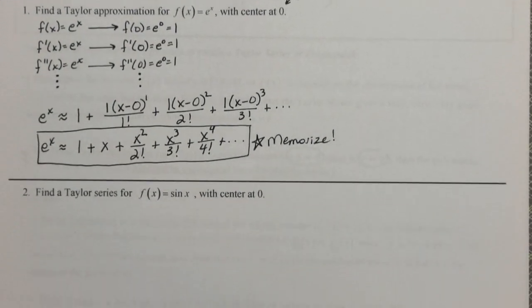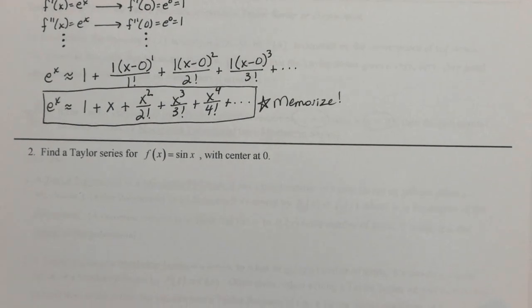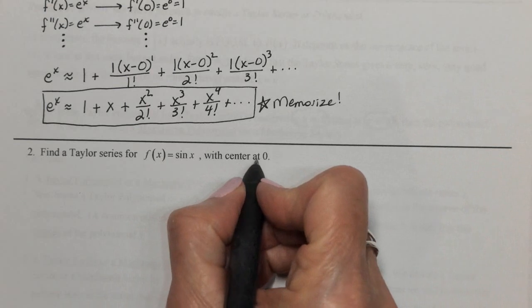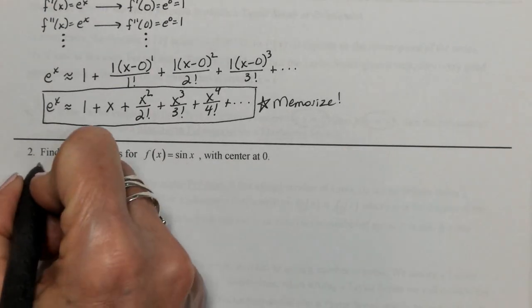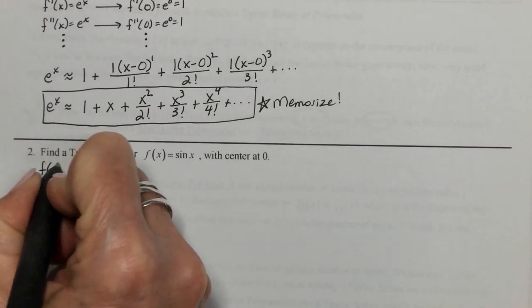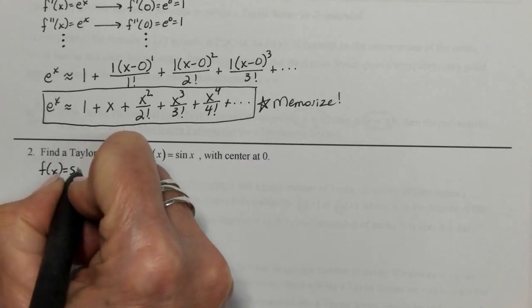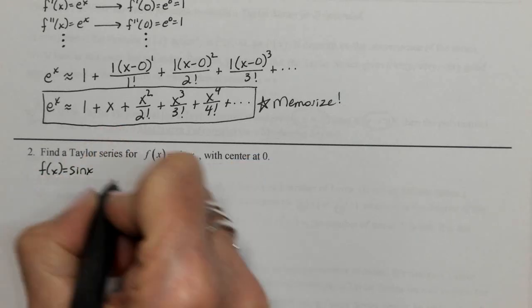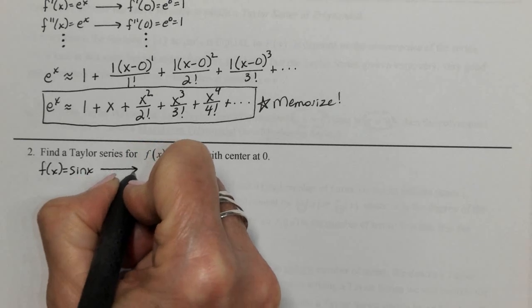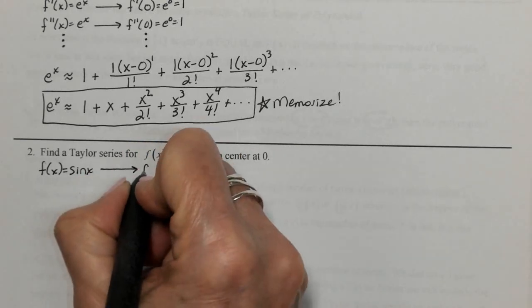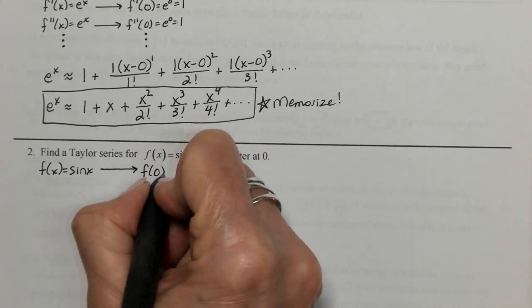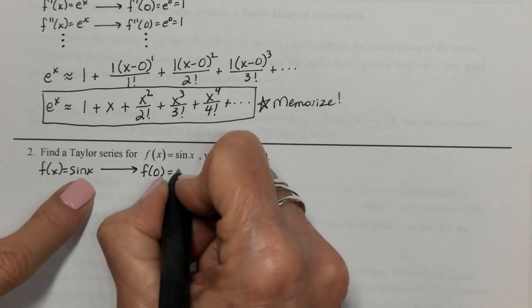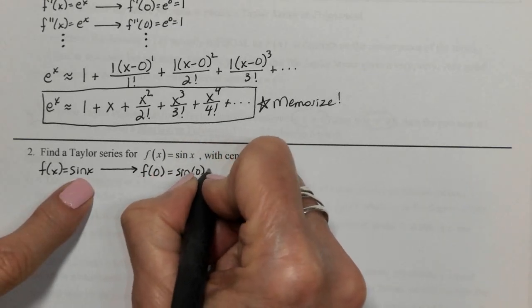Number 2. Let's do the same thing. Let's find a Taylor series for sine x with center at 0 still. So c is 0. I'm going to do it the same way. F of x is sine x. I'm going to go immediately right next door, and we're going to find f at our center. And f at our center is sine of 0, which is 0.